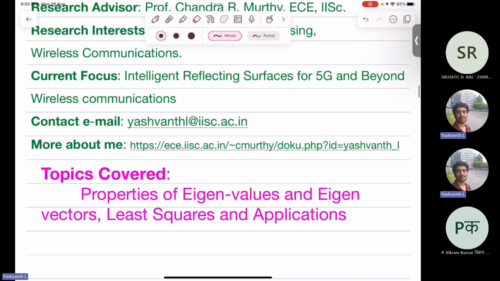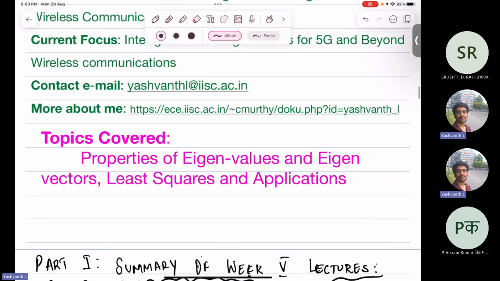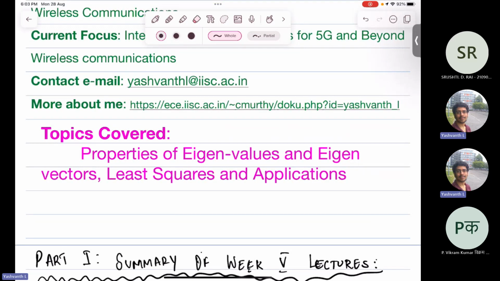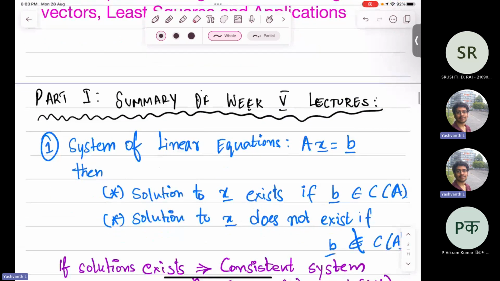Okay, so with that very short introduction about myself, the topics that we will be looking at today are the properties of eigenvalues and eigenvectors, and then jumping into the least squares and applications, which was the focus of the lectures for this week. So as usual, we are going to jump into the summary of week 5's lectures. Week 5 was broadly on least squares based techniques.